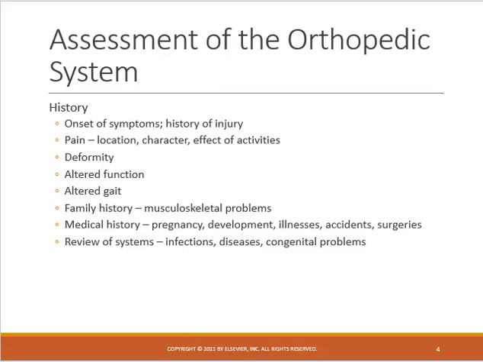Does the parent have any musculoskeletal past medical history? For the child, were there any issues during pregnancy? Any issues with development, any recent injuries, illnesses, or surgeries? And then, of course, do a review of systems to assess for congenital problems, any diseases or infections.